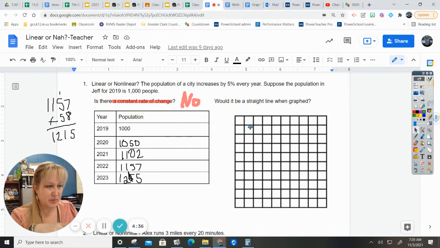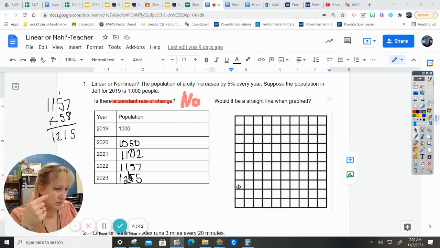The second part of the question is to graph. So we are going to have to see if this is a straight line when graphing. So we have to label our axes here. Let's see if I can get a color for us. So we'll make this 2019. We'll make this line 2020. We'll make this line 2021. Make this line 2022. This could be 2023.